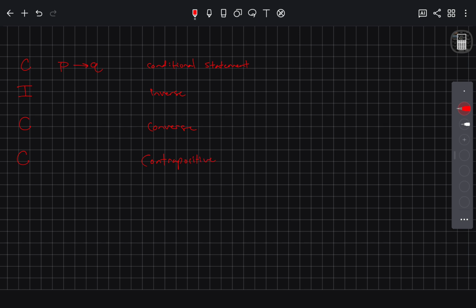The order they're going in matters because it has them associated. So we know that the conditional statement originally is linked with converse, and we know that inverse is linked with contrapositive. So the order of those matters. That would be the thing you need to memorize.